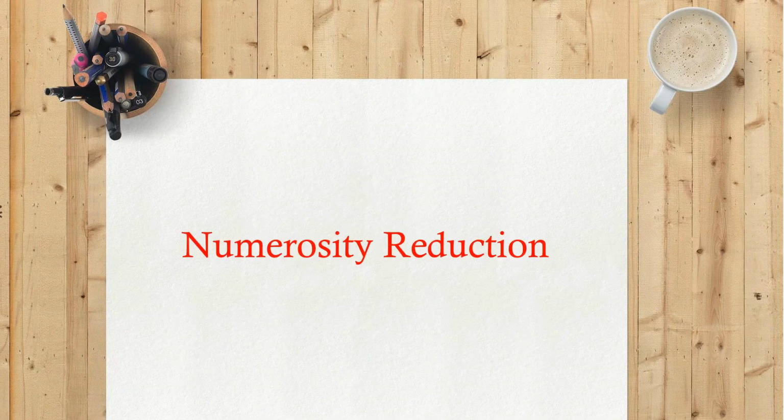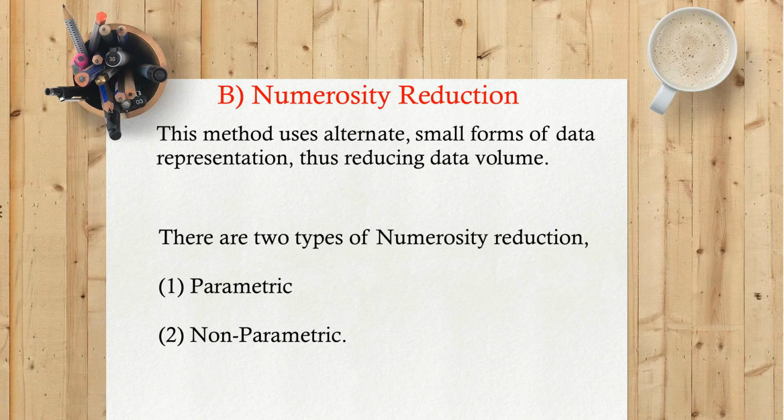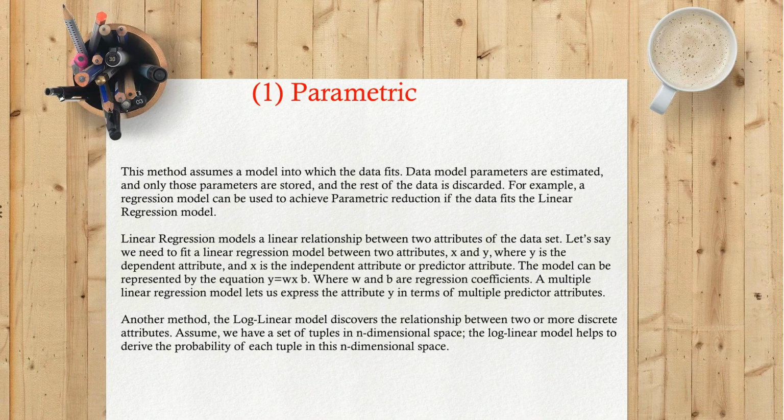B. Numerosity reduction. This method uses alternate, small forms of data representation, thus reducing data volume. There are two types of numerosity reduction: 1. Parametric. 2. Non-parametric. 1. Parametric. This method assumes a model into which the data fits. Data model parameters are estimated, and only those parameters are stored, and the rest of the data is discarded. For example, a regression model can be used to achieve parametric reduction if the data fits the linear regression model.